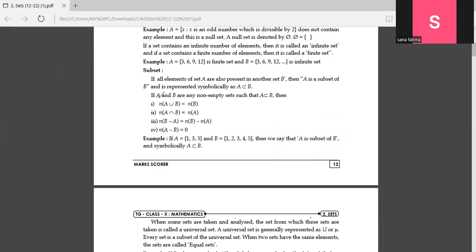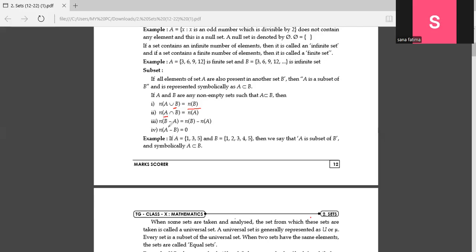Okay. So if A and B are non-empty sets such that A is a subset of B, then n(A ∪ B) is equal to n(B). How are you reading it? Listen carefully. n of A union B is equal to n of B. n of A intersection B is equal to n of A. Listen, how to remember this with a hint: when it is union, you write the second element. When it is intersection, you write the first element.